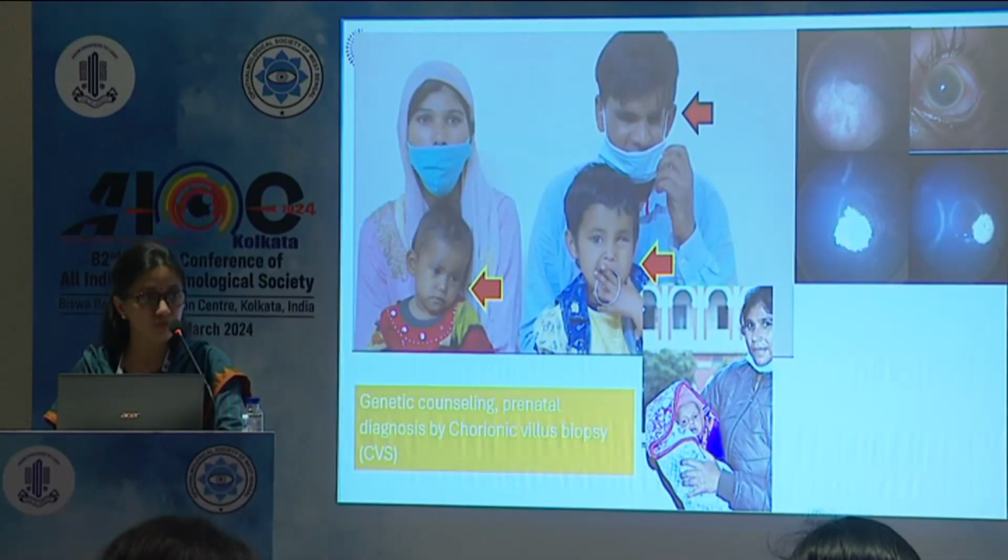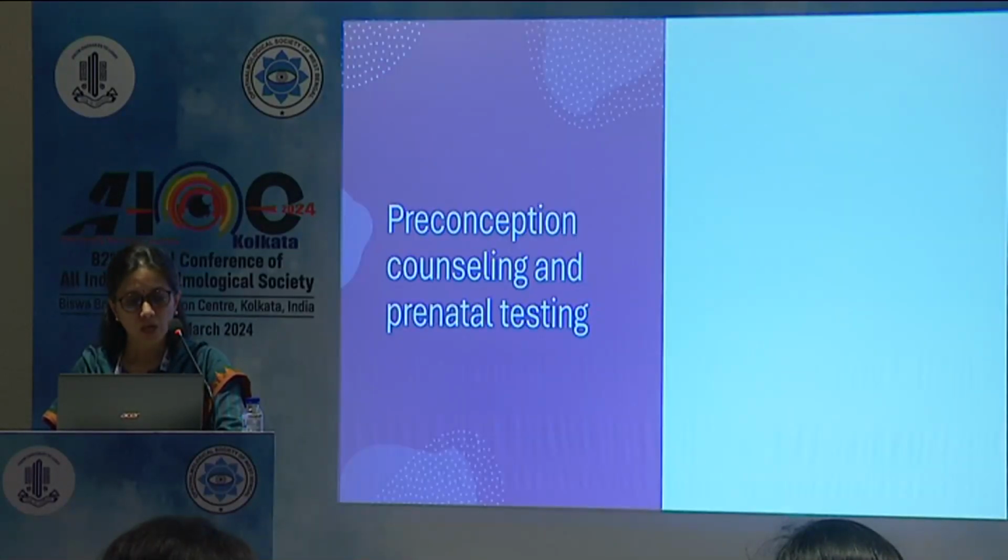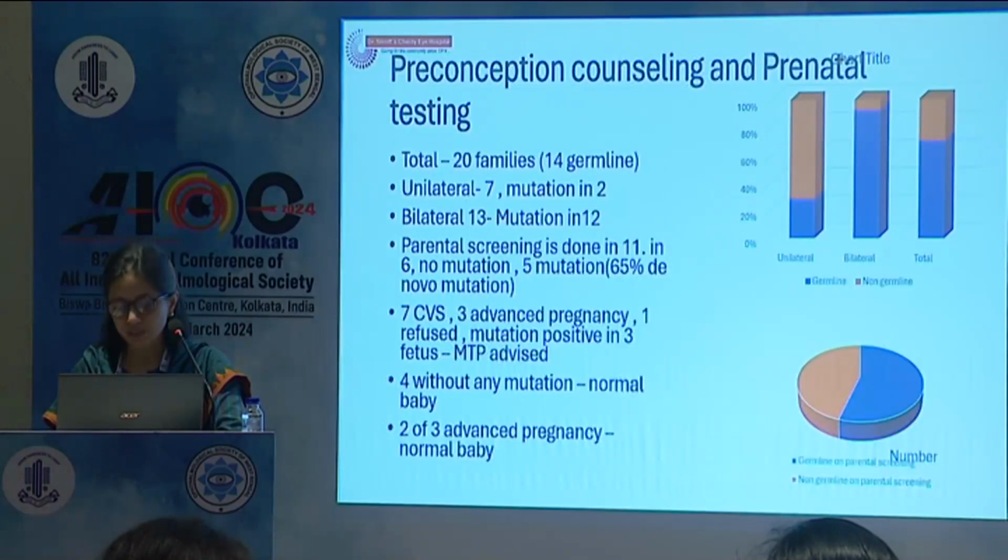We did a CVS. We found the same mutation which the father had and the other affected siblings had, but still they were not ready for termination of the pregnancy. So eventually the child was delivered. Very small tumor. Two weeks after the delivery, I think, we did the EUA. We picked up small tumors close to the disc, posterior pole. But since it was again detected early, we could treat it just with focal therapy. So preconception counseling and prenatal testing have a very important role as far as the germline status is concerned.